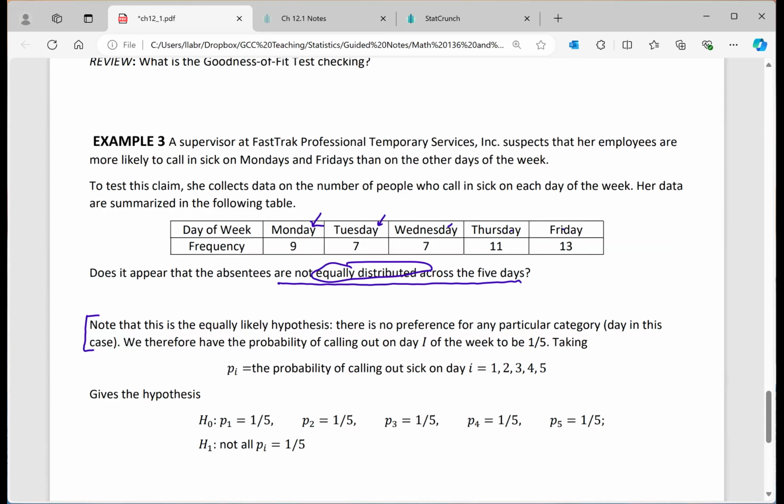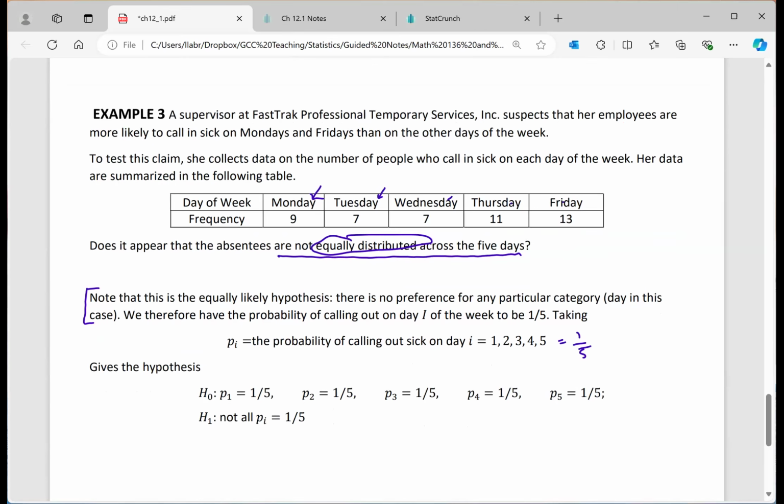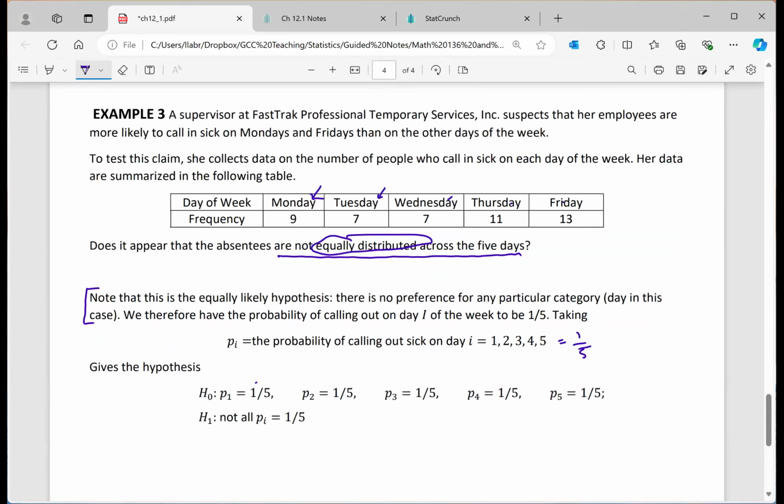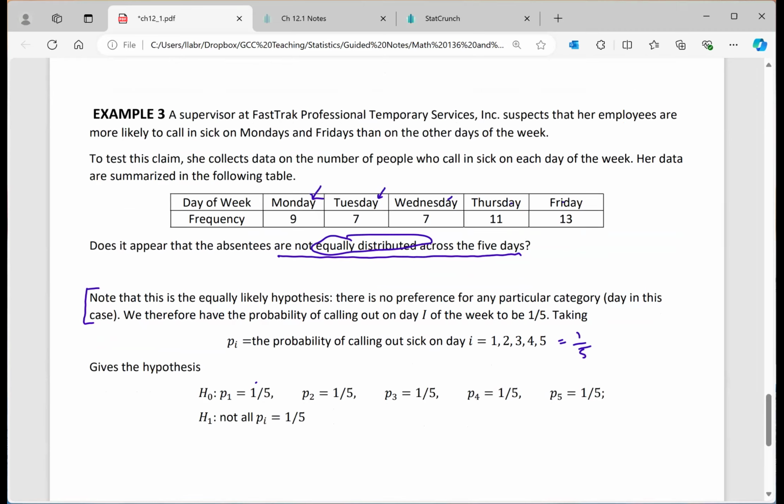This is going to be the equally likely hypothesis, that every day is just as likely for somebody to call out sick. So the probability of calling out sick on a given day, p_i, is going to be equal to 1 out of 5. So the hypothesis is that the probability somebody calls in on day number 1, day 2, day 3, day 4, day 5 is 1 out of 5. And that's pretty much it. That's the only difference. The alternative hypothesis is that this is not true, that not all of the p_i are 1 out of 5. So in other words, it looks like, for example, Friday and Thursday are higher. That actually is captured by just saying they're not all equal to each other.